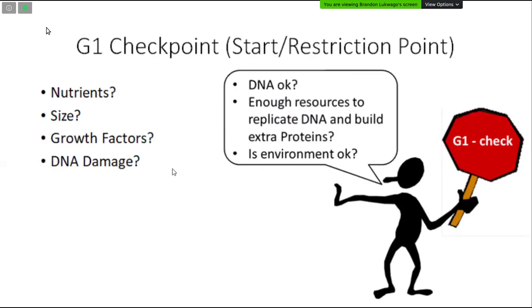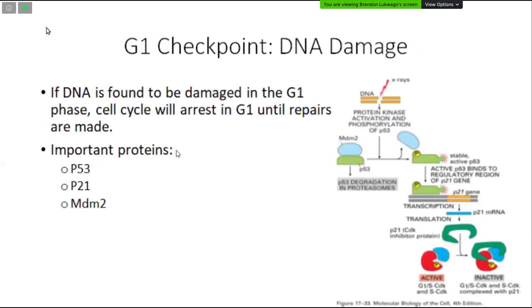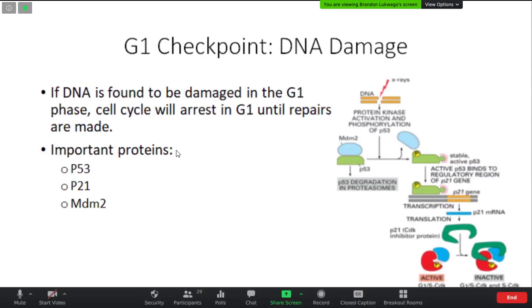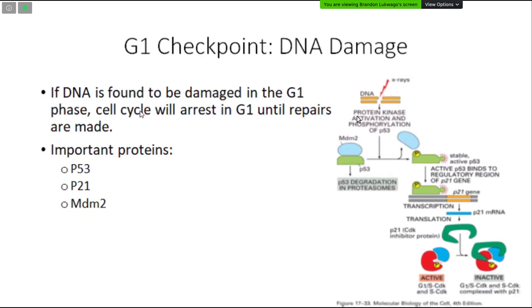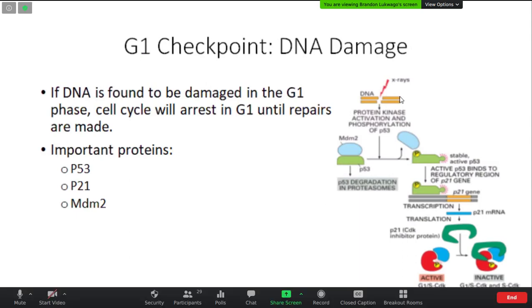If there happens to be DNA damage at the end of G1 or during G1, because the cell is continually checking, the cell has a mechanism to find any DNA damage and then try to repair it. The important proteins for this mechanism are P53, P21, and MDM2. The schematic here is showing the DNA damaged by something like X-rays, and then you have P53 bound with MDM2.